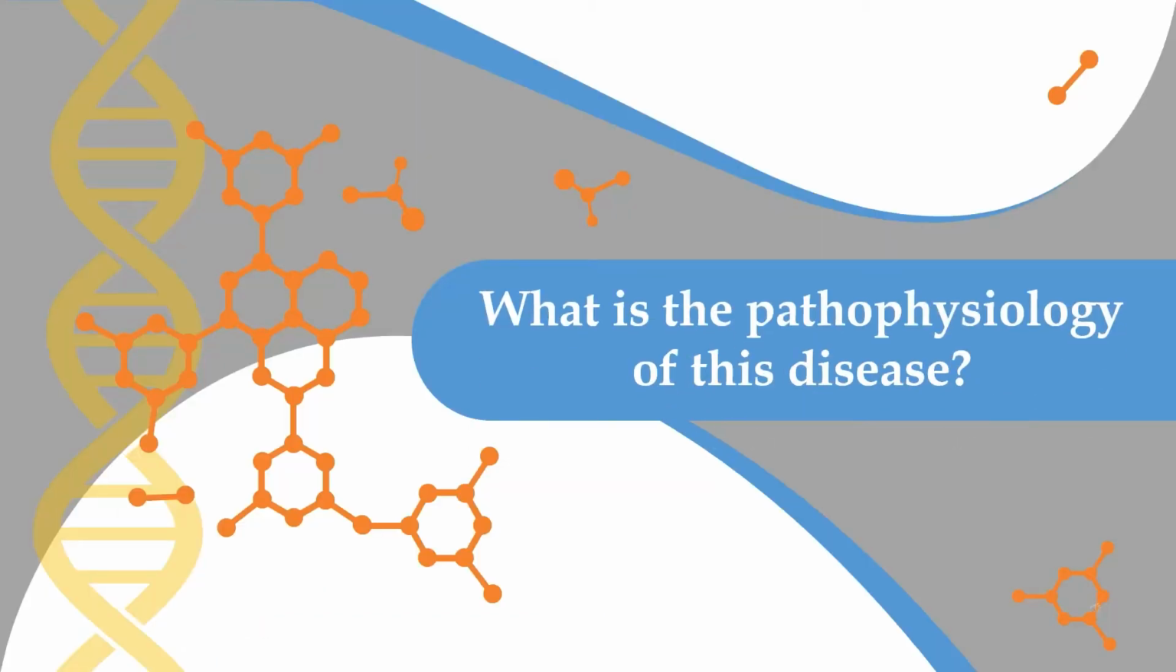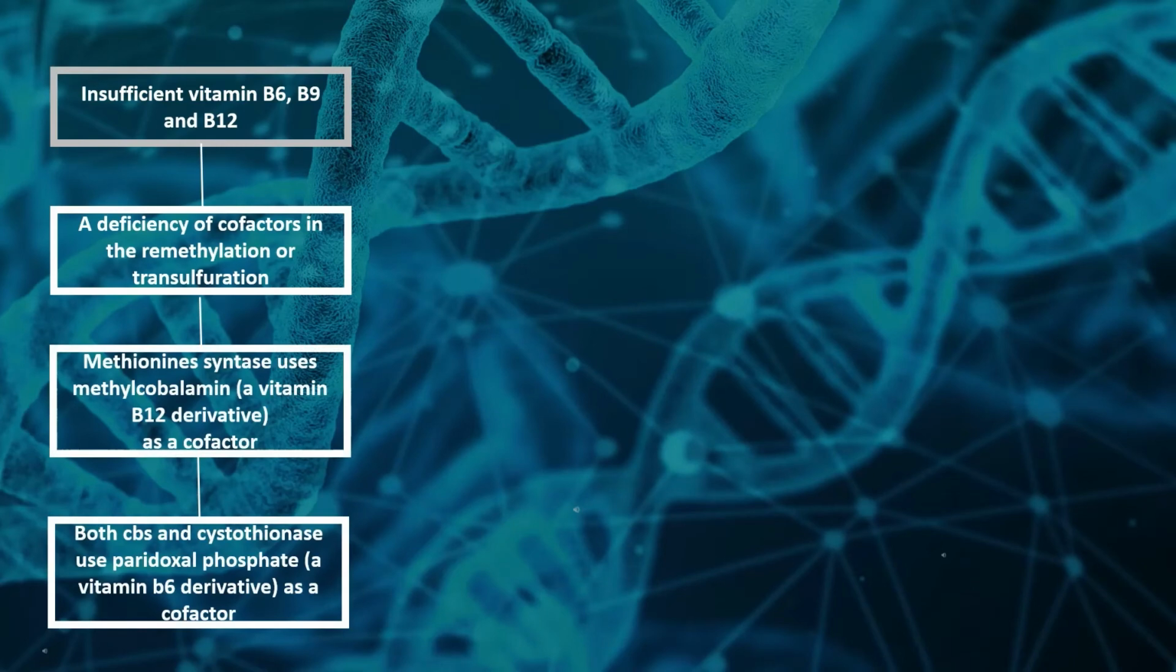Next, what is the pathophysiology of this disease? As you can see on the screen, for the etiology, the insufficient vitamin B6, B9, and B12 causes a deficiency of cofactors in the remethylation or transsulfuration. This therefore integrates the methionine synthase phase, which uses methylcobalamin, a vitamin B12 derivative, as a cofactor. Both the CBS and the cystathionase use pyridoxal phosphate, which is a vitamin B6 derivative, as a cofactor.